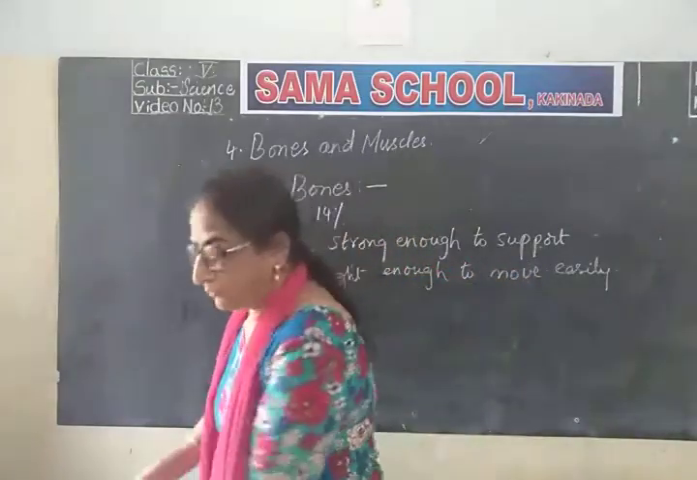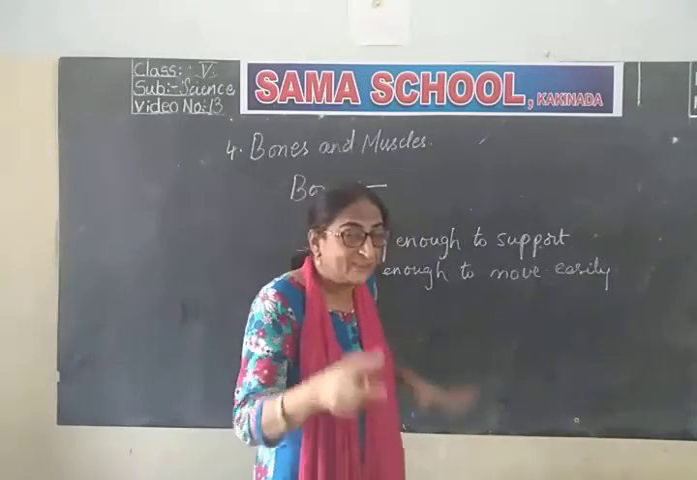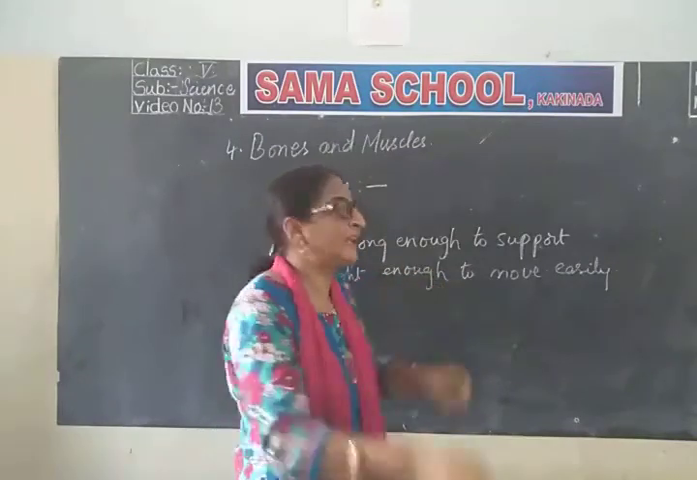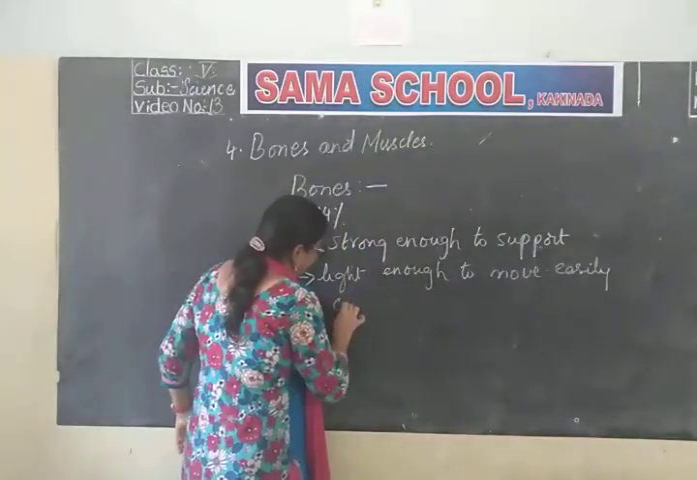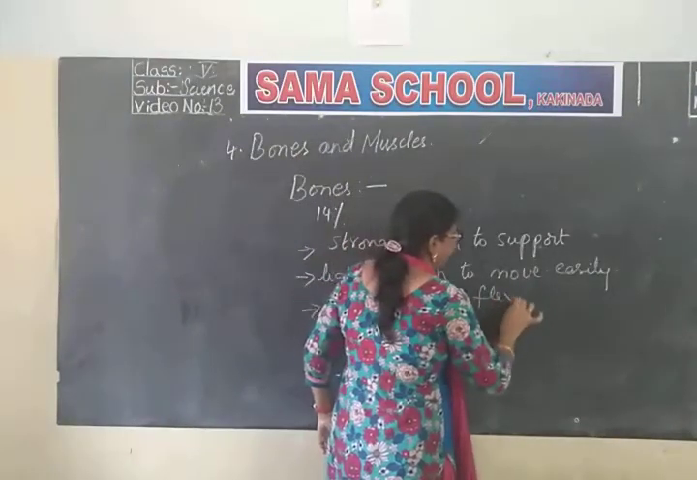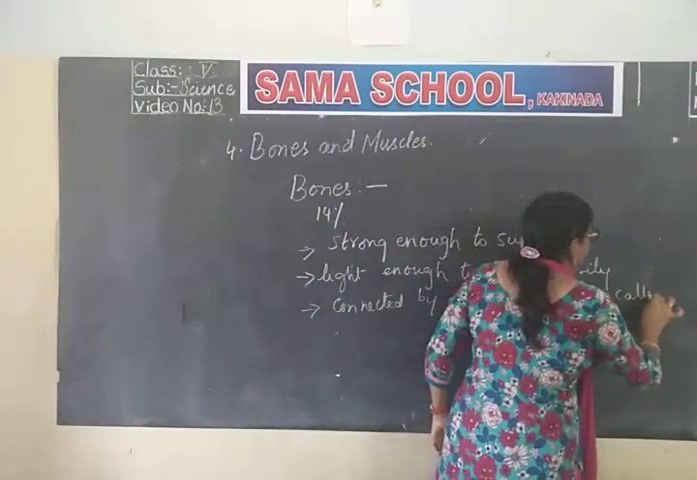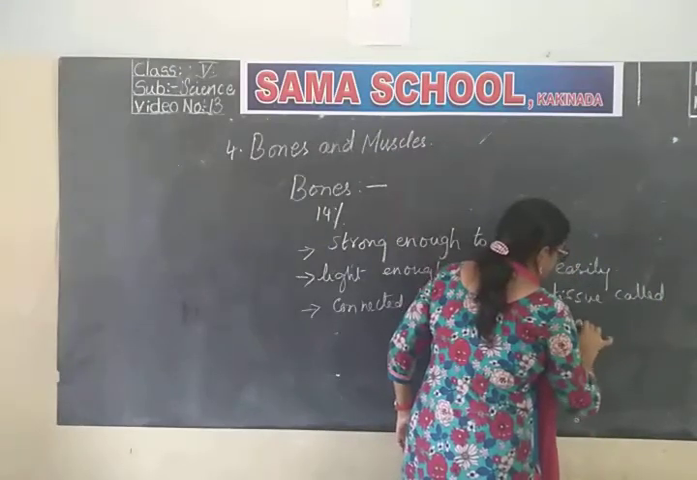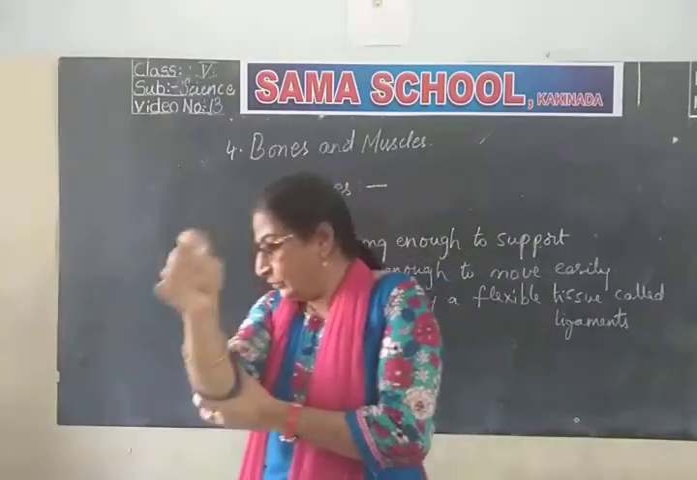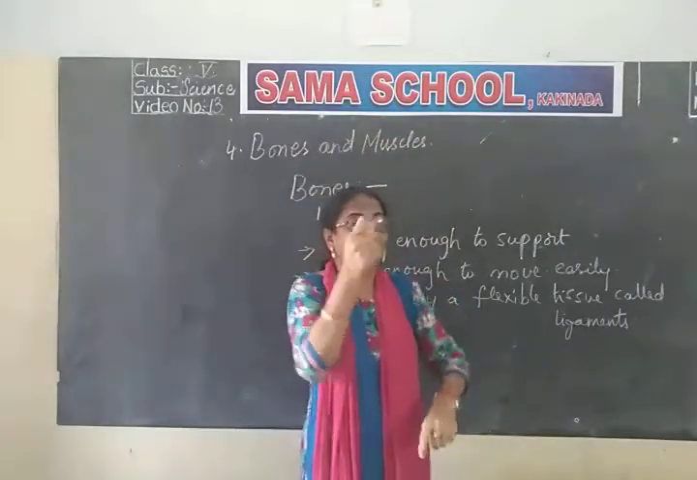Now, how are these bones connected? The bones are connected together by a flexible tissue called ligaments. Here they join near the bones. So they will have a thick thread-like thing there.